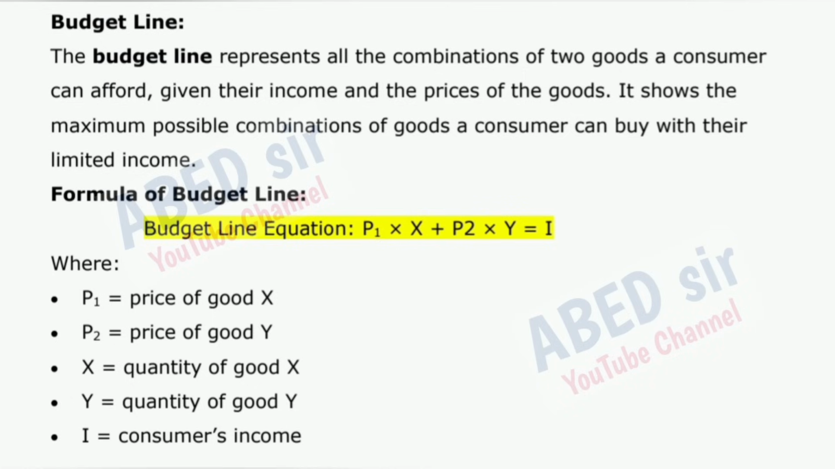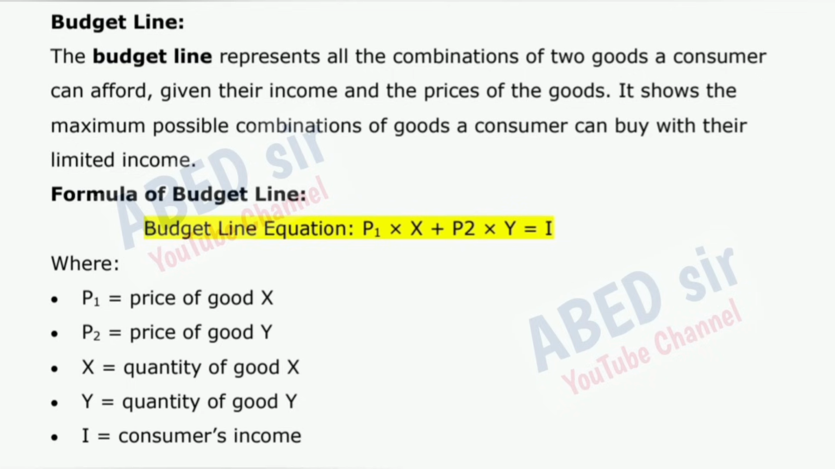Budget line. The budget line represents all the combinations of two goods a consumer can afford, given their income and the prices of the goods. It shows the maximum possible combinations of goods a consumer can buy with their limited income.